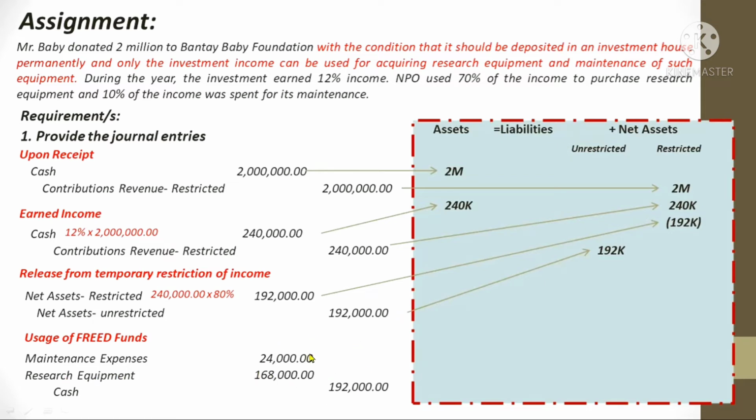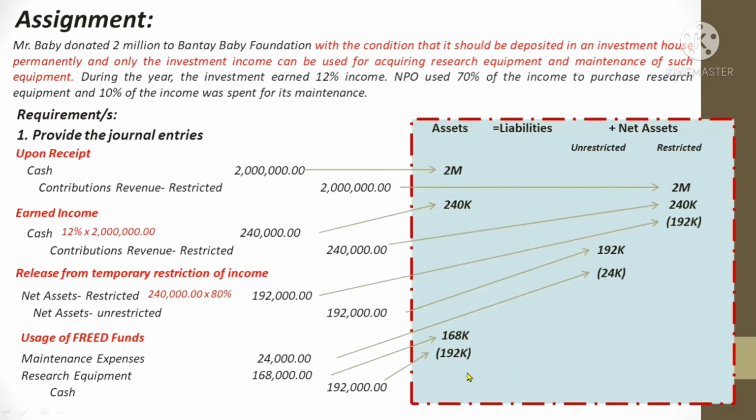So decrease the net assets unrestricted by this 24,000, because again and again, I'll always remind you that expenses can only be deducted against unrestricted fund or unrestricted net assets. Next, we have to post this equipment 168,000 to assets. And lastly, we need to decrease the same item, the assets, for this credit cash of 192,000.